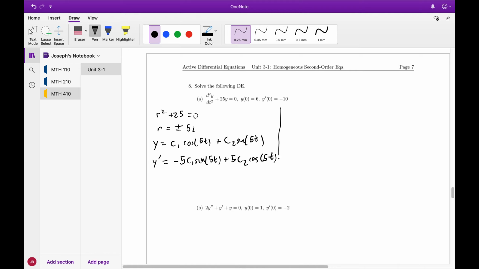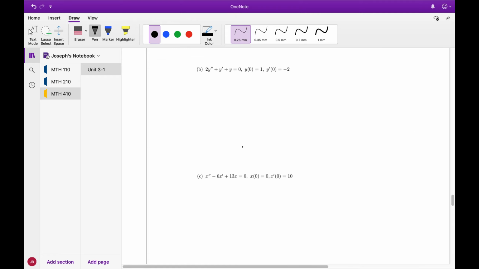And so putting this together, you'll notice that 6 is what I get when I plug 0 in for t in the function y. So that's just c1. Oh, that was easy. And minus 10 is what I get when I plug in 0 here, and that is 5c2. And so that tells me that c2 equals minus 2. And so at long last, the answer is y equals 6 cos 5t minus 2 sine 5t. All right, moving to the next example.